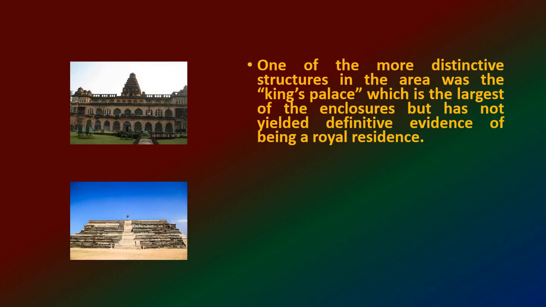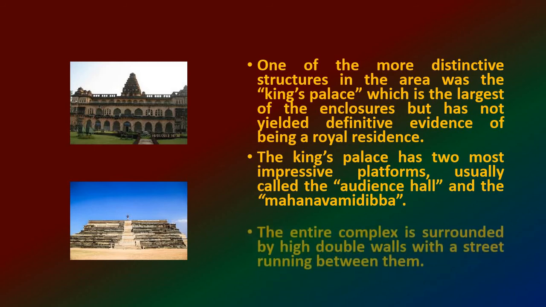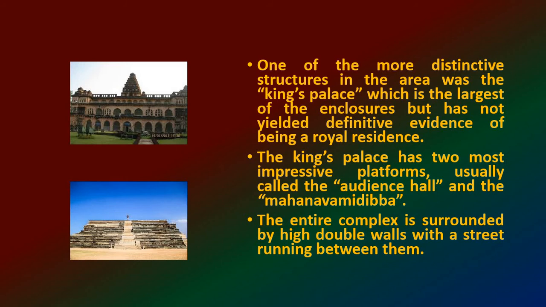One of the most distinctive structures in the area was the King's Palace, which is the largest of the enclosures, but it has not yielded definite evidence of being a royal residence. The King's Palace has two most impressive platforms, usually called the Audience Hall and the Mahanavami Dibba. The entire complex is surrounded by high double walls with a street running between them.